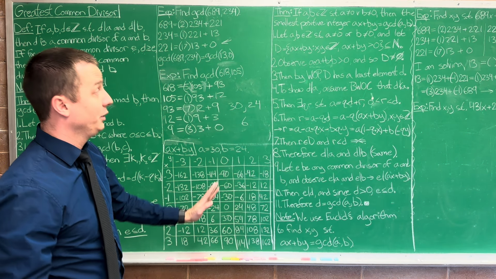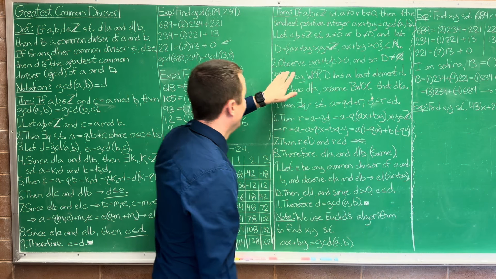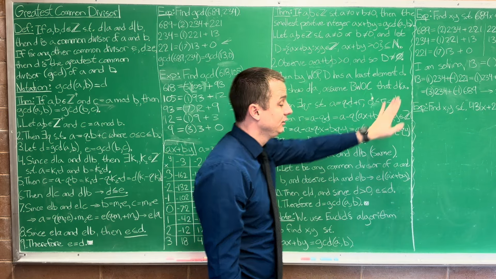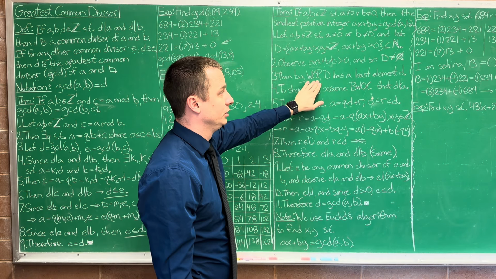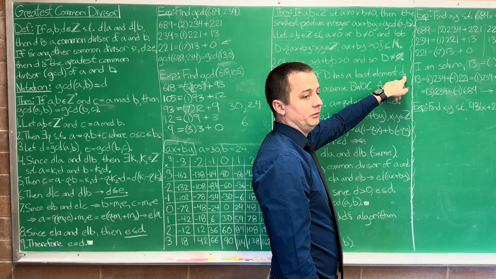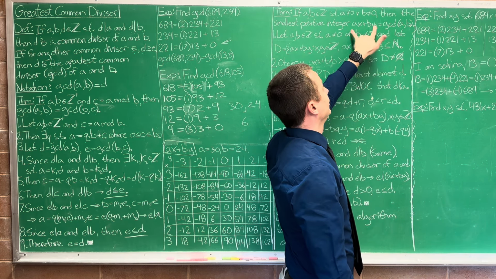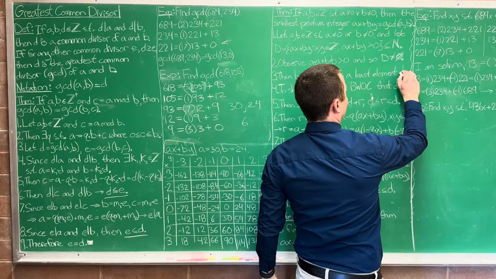Okay, so now I know that D is some set of natural numbers, and I know that D is not empty. So by the well ordering principle, D must have some least element, call it little d. The remainder of the proof will be to show that little d is in fact the greatest common divisor of A and B.